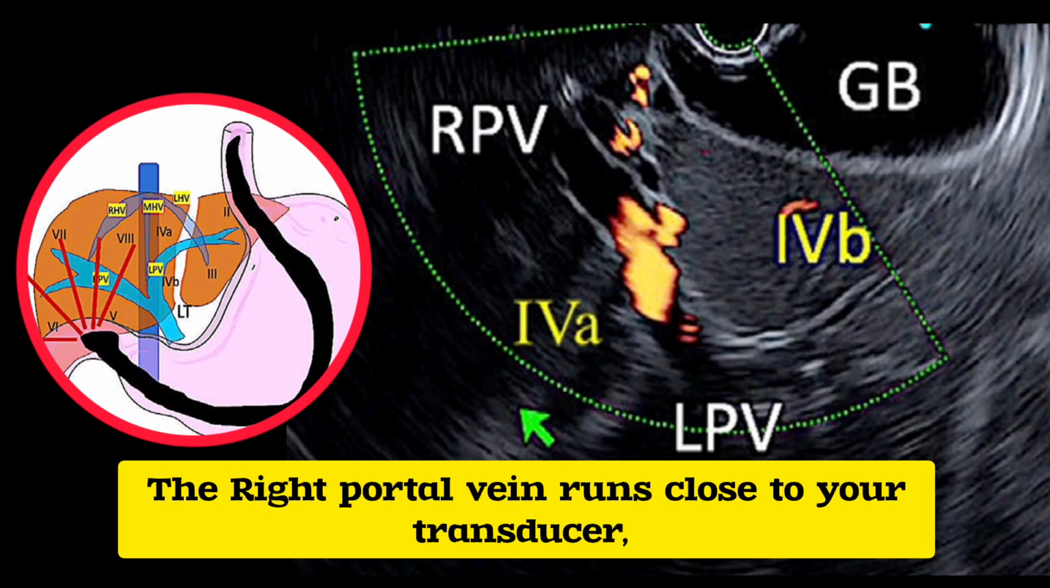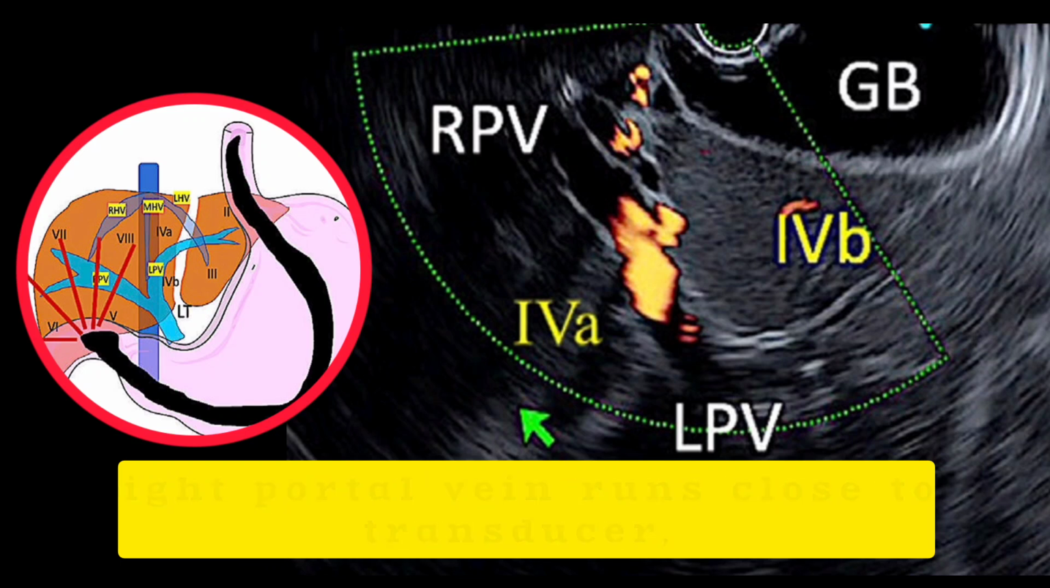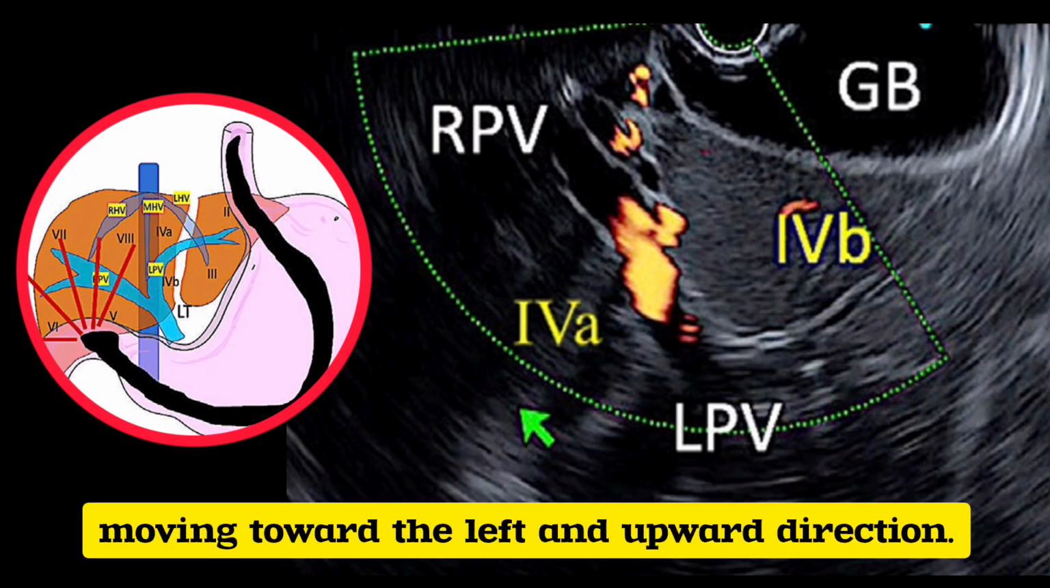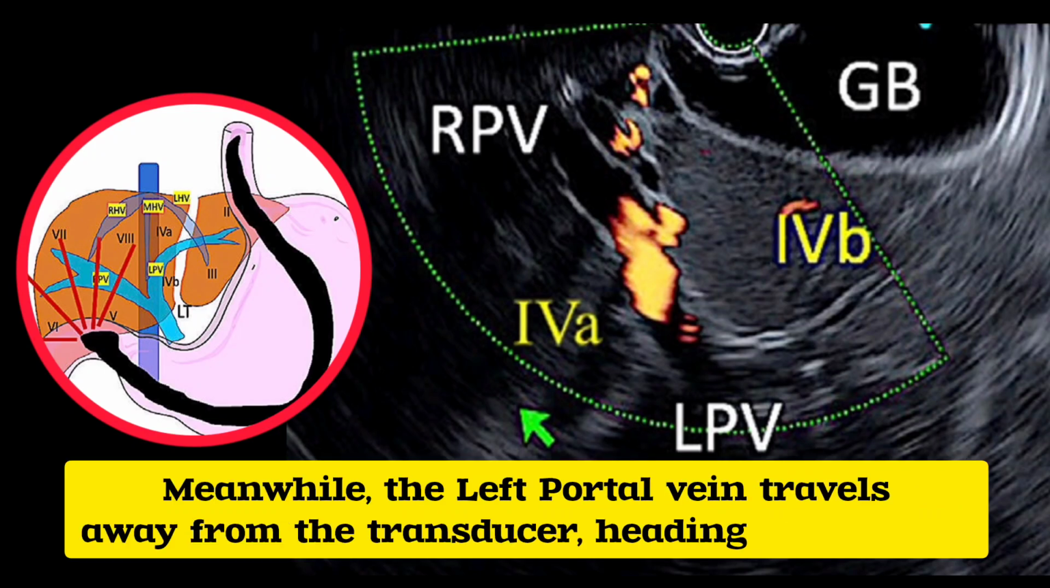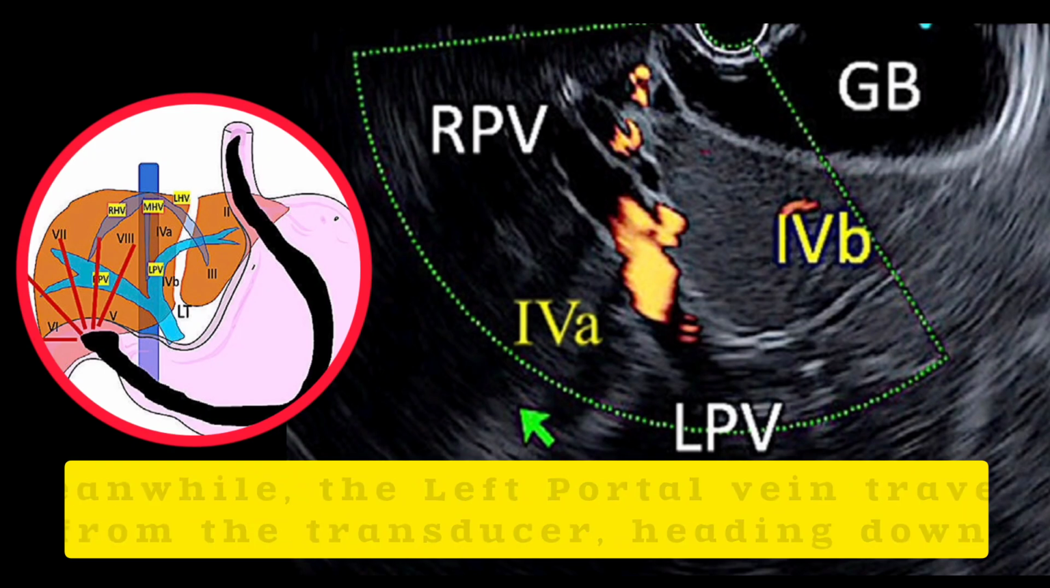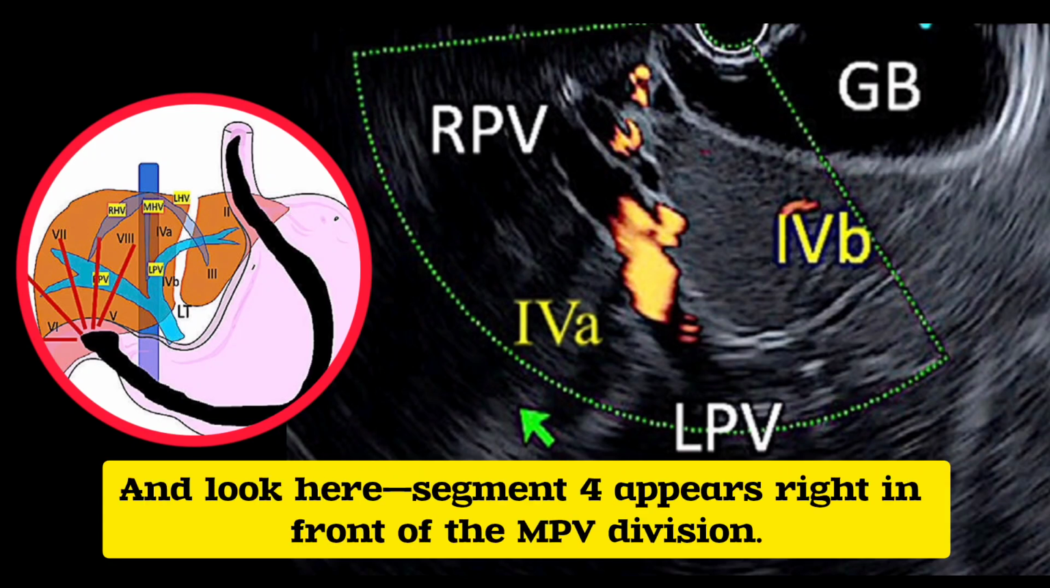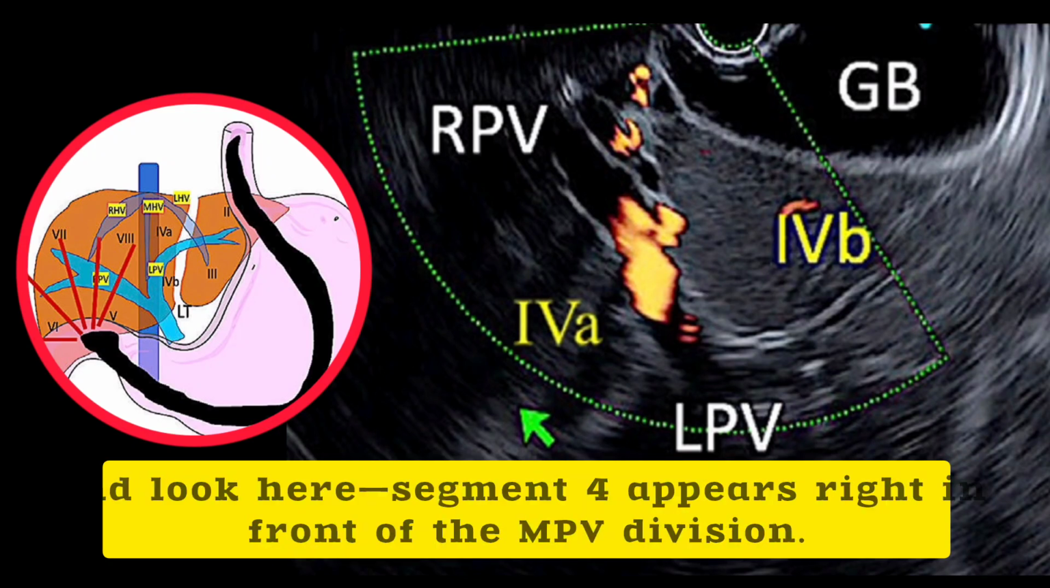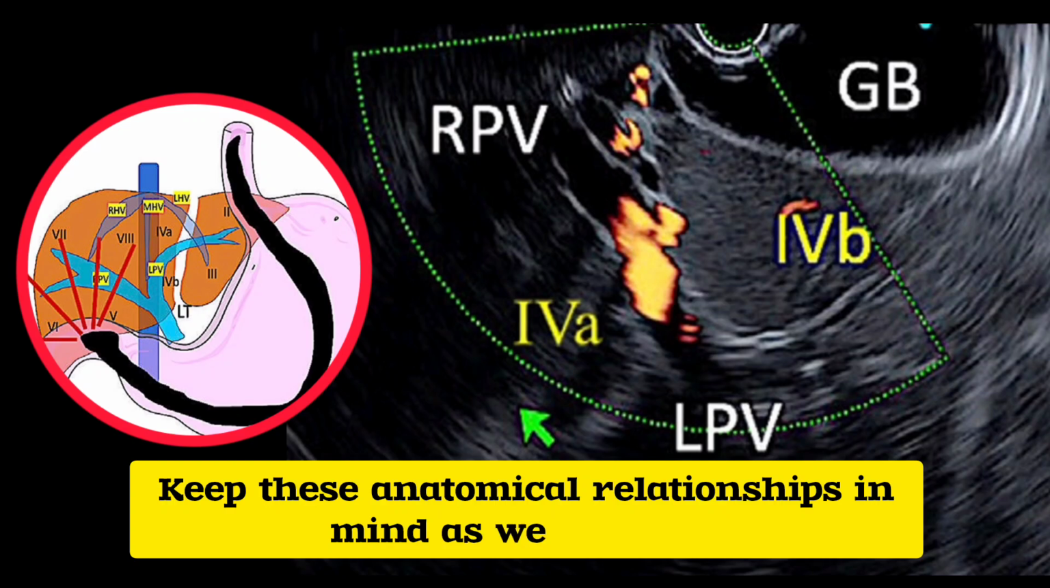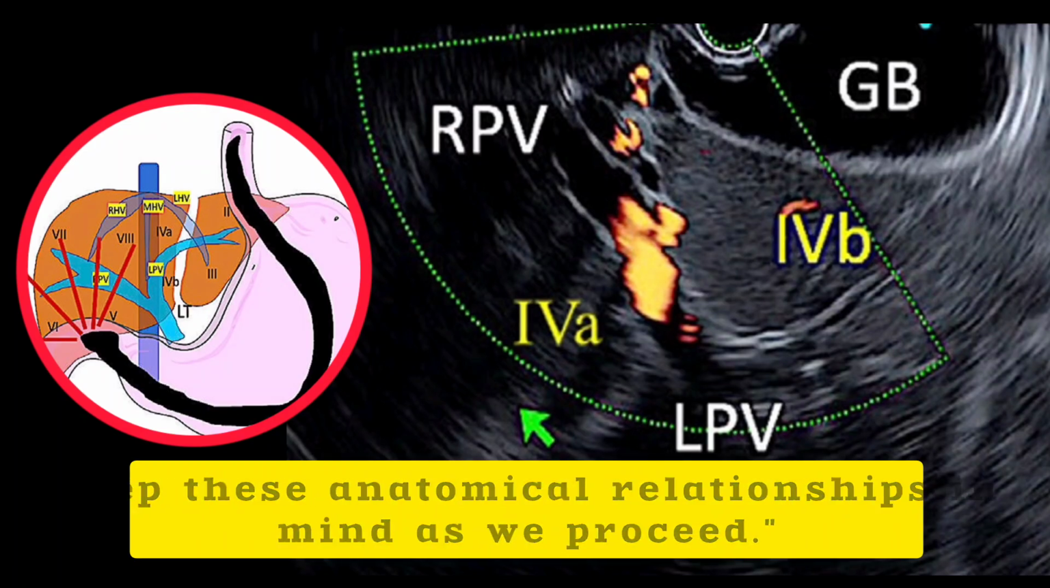The right portal vein runs close to your transducer, moving toward the left and upward direction. Meanwhile, the left portal vein travels away from the transducer, heading downward. And look here, segment 4 appears right in front of the MPV division. Keep these anatomical relationships in mind as we proceed.